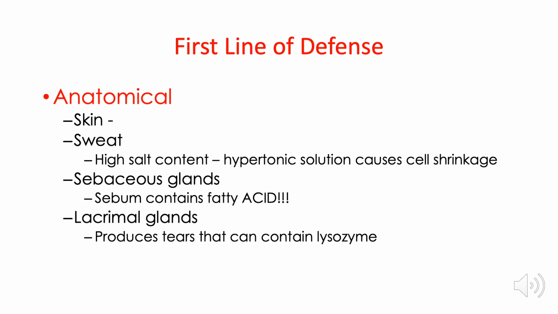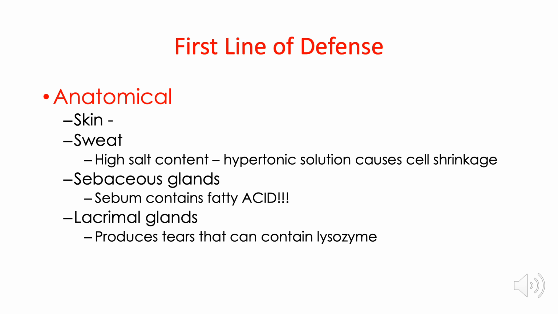In terms of anatomical, we have the following examples. The skin, which is able to provide us a good barrier against the entry of microorganisms. The sweat glands, which can produce sweat, and sweat is high in salt content. I want you to review your knowledge on physiology. If cells are placed in a hypertonic solution, they will what? Shrink. And shrinking of cells can cause their death. So if you have bacteria on your skin, and they are exposed to sweat, then most likely they will undergo cell shrinkage.